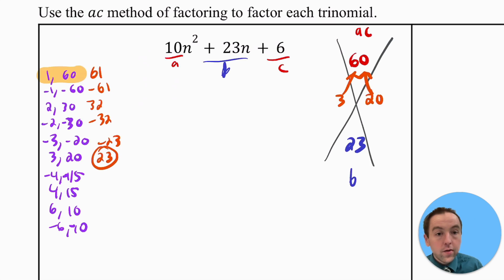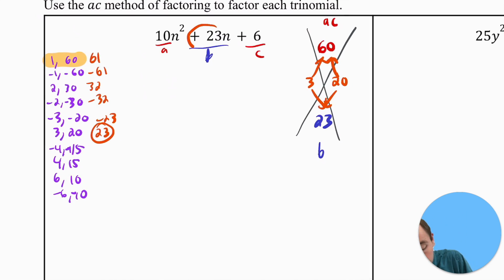They're going to multiply to equal 60, but then they're also the two numbers that are going to add to equal the 23. So all that's going to happen is we're just going to write the 23n, the thing that's in the middle, as plus 3n plus 20n instead of plus 23n. And then we just factor it by grouping. So then we just do 10n squared.